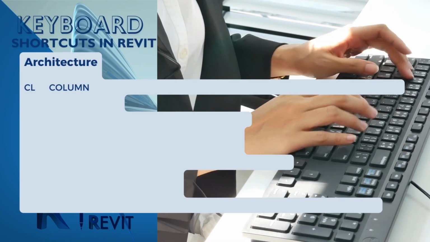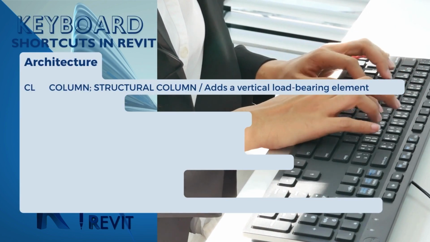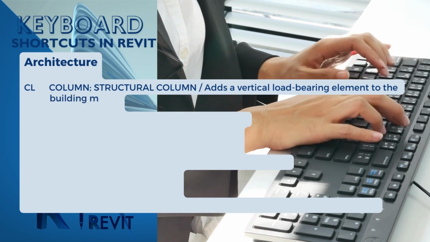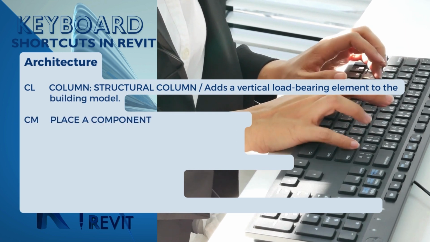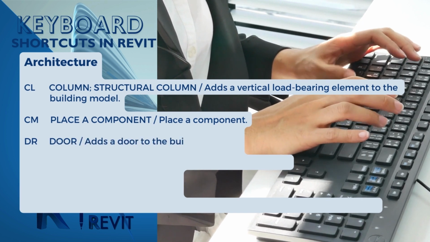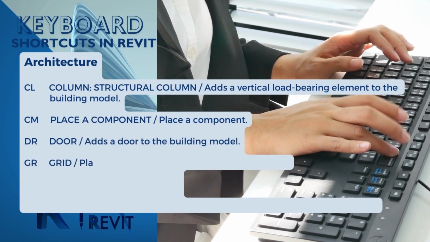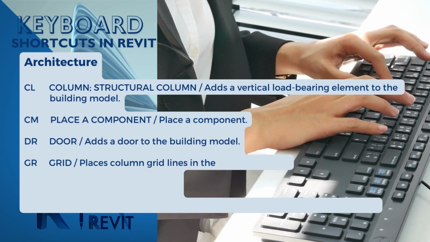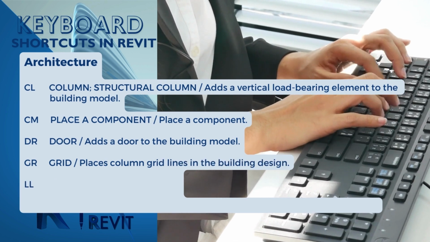Next is the Architecture category. CL, Column, Structural Column, adds a vertical load-bearing element to the building model. CM, Place a Component. DR, Door, adds a door to the building model. GR, Grid, places column grid lines in the building design.